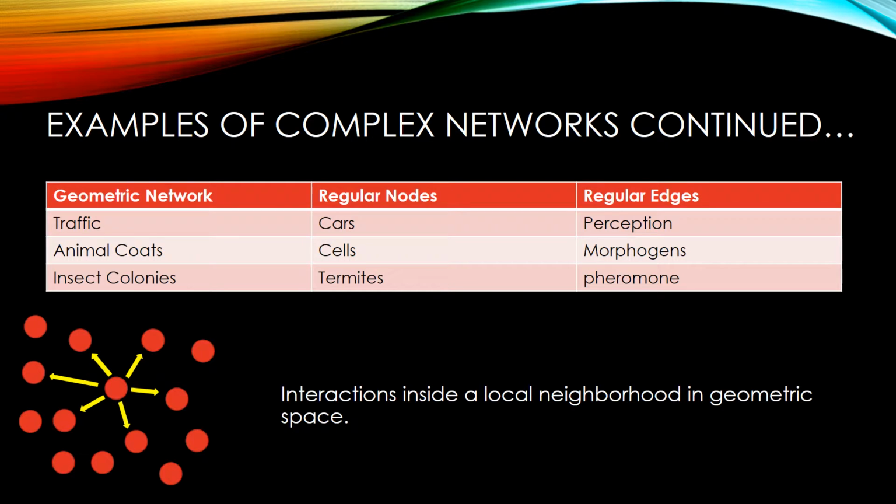Geometric complex networks, an example can be traffic. The regular nodes are cars, and the regular edges are perceptions. Another example of a geometric complex network can be insect colonies, where the regular nodes are termites and the regular edges are pheromones.